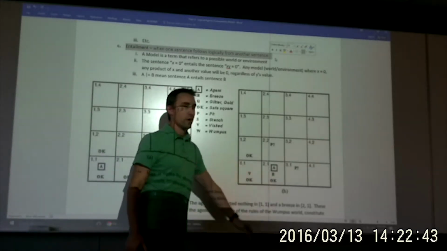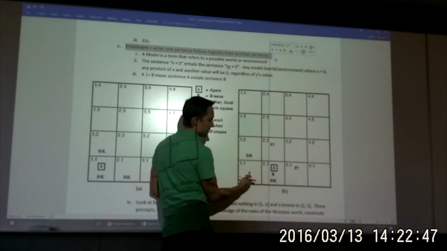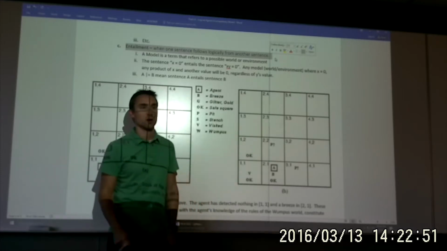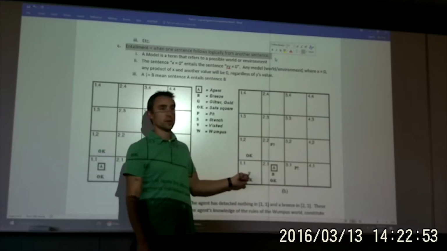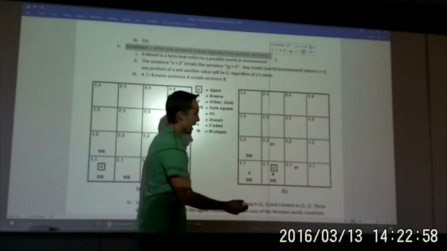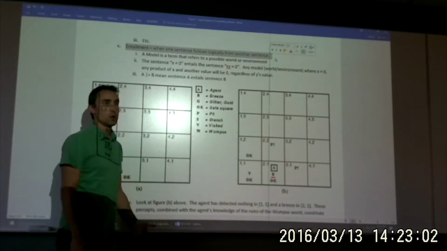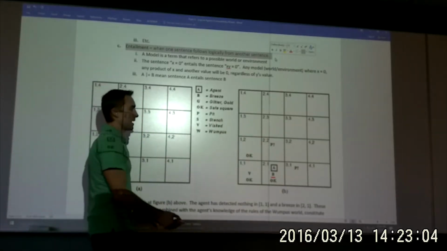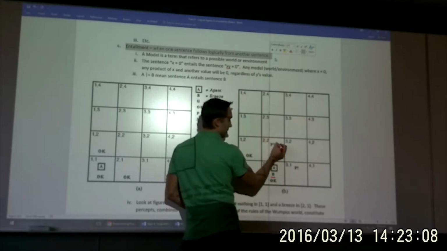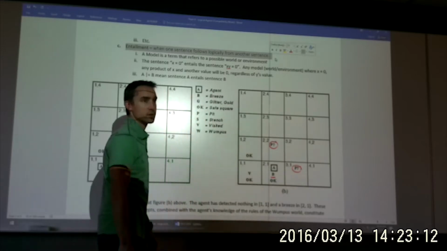So we make the move and we end up here. So the agent is now here. V means we have visited this. If we were talking about this in terms of A star terminology, this would be in the closed list. We're here and we perceive a breeze. That tells us that there's either a pit here, so we have pit question mark, or a pit here, pit question mark.